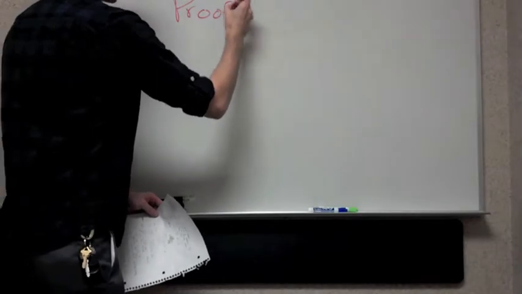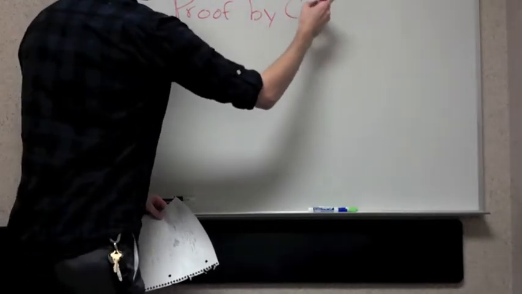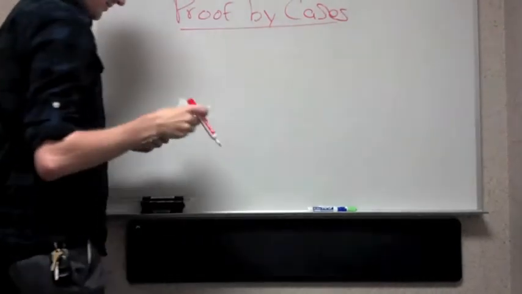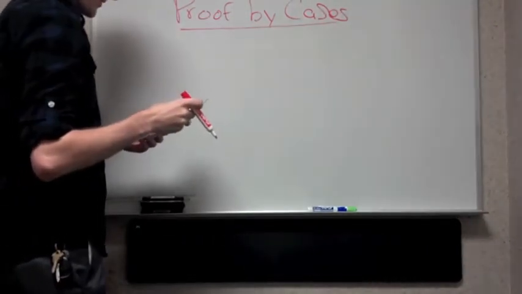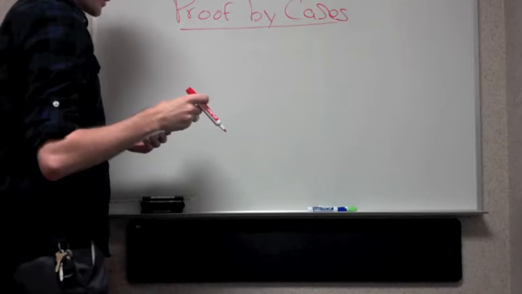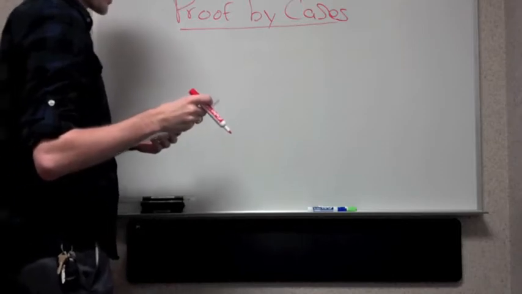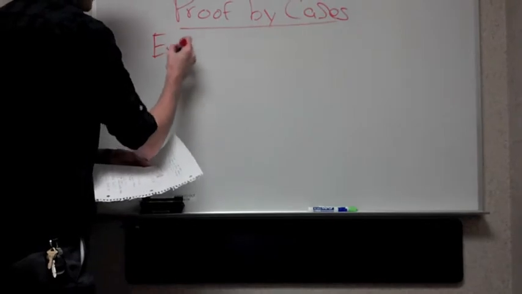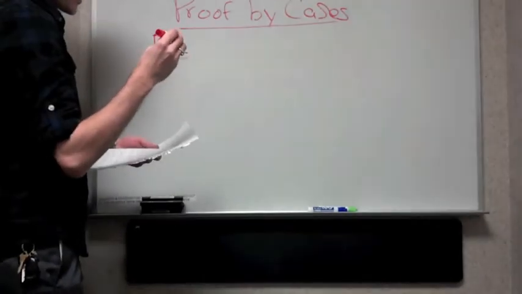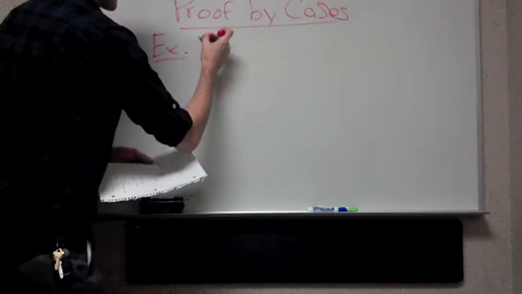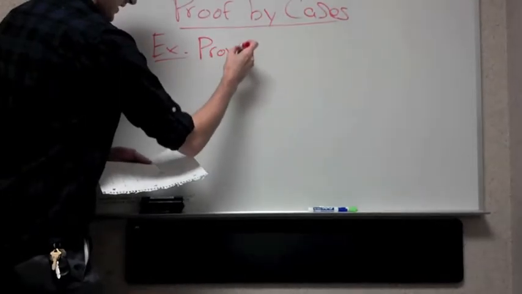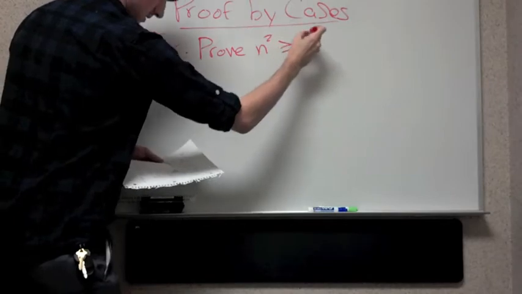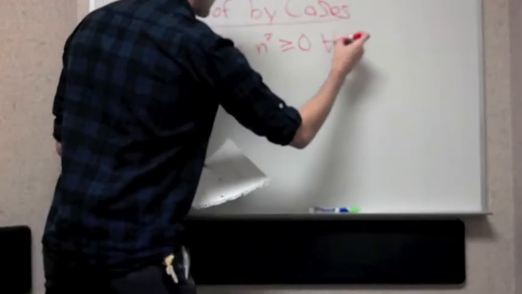Proof by cases is a proof method we can use where we prove a statement by breaking it up into discrete cases and then proving each one of those. So an example of this is the statement: prove that n squared is greater than or equal to 0 for all n.